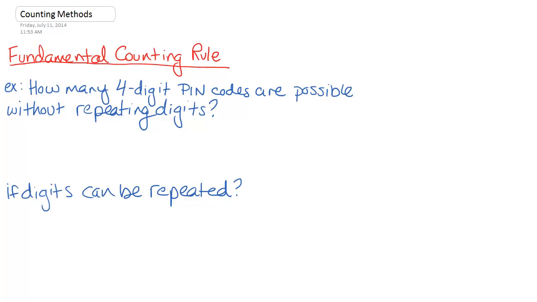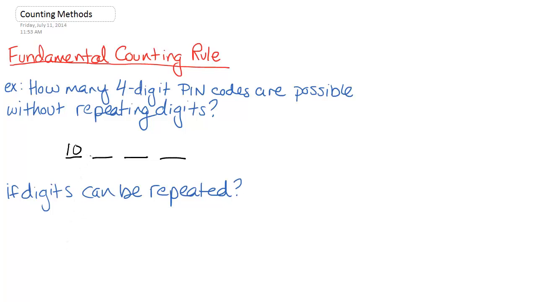The first is what's called the fundamental counting rule, or sometimes this is called the multiplication rule. So here we have how many 4-digit PIN codes are possible without repeating digits. The way we want to approach this, I like to think of this as we're picking 4 different digits. So I have 4 slots that need a number. How many options do we have for the first digit? Well, there are 10 different digits between 0 and 9, so there would be 10 options here.